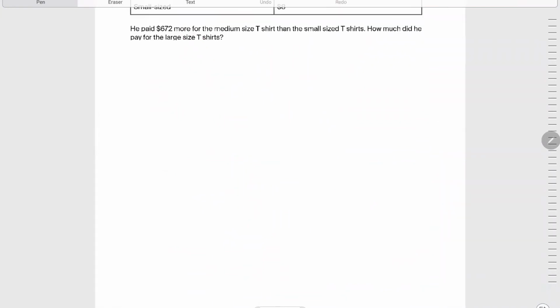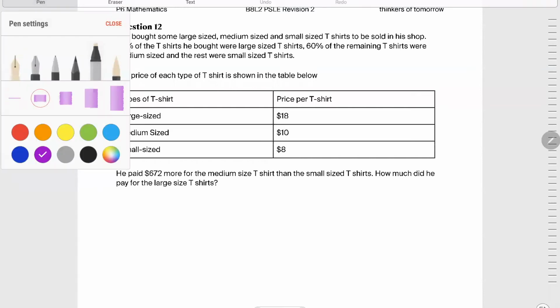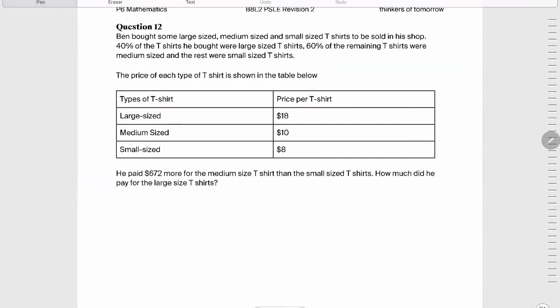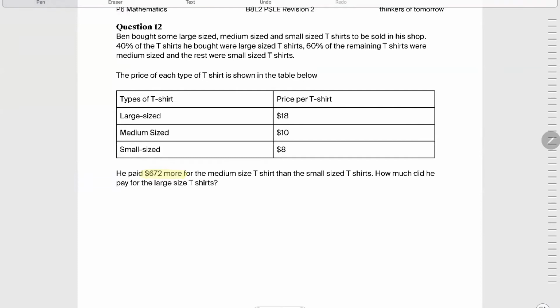Okay, now this question, I'm going to highlight something. Those of you who are still doing this, it's a bit different. Why? Because of this keyword here. 672 more. Okay. Now the first thing I want to be doing is to identify what is in one set again. What is in one set? How many large, how many medium, and how many small? Okay, so this is very important.